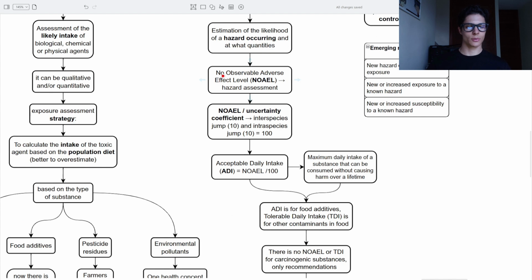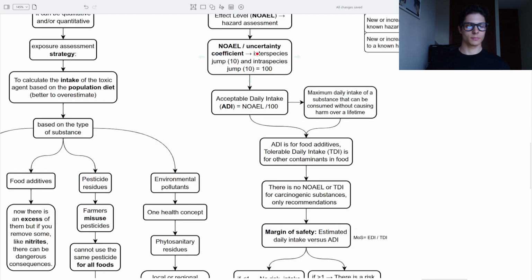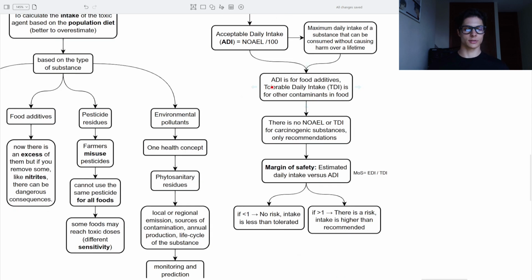So here we have it, the no observable adverse effect level, NOAEL, and it is used for the hazard assessment. NOAEL must be divided by an uncertainty coefficient. So what will we do? We take the coefficient between the interspecies jump, which is 10, and the intraspecies jump, so from animal to human and between humans, and it is 100, 10 times 10. So knowing that, the acceptable daily intake, ADI, is the NOAEL divided by 100, and it is defined as the maximum daily intake of a substance that can be consumed without causing harm over a lifetime. Very important. The ADI is for food additives. For the other contaminants, we use the TDI, which is the tolerable daily intake.